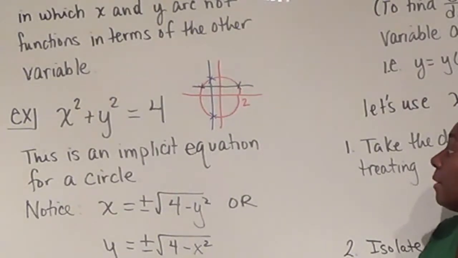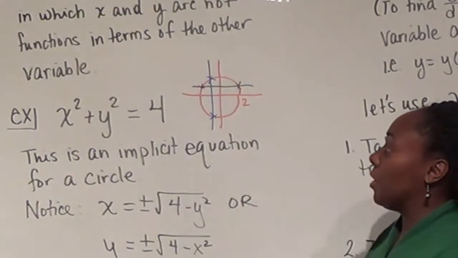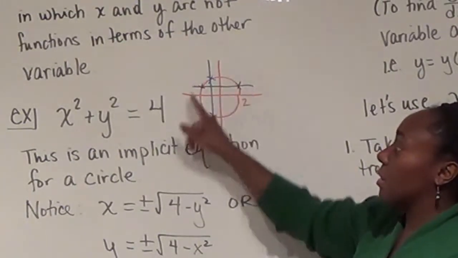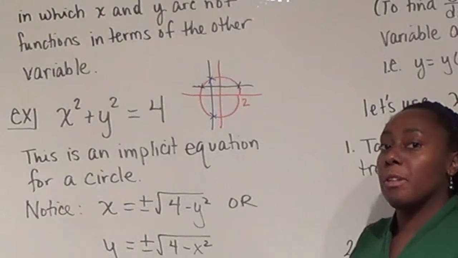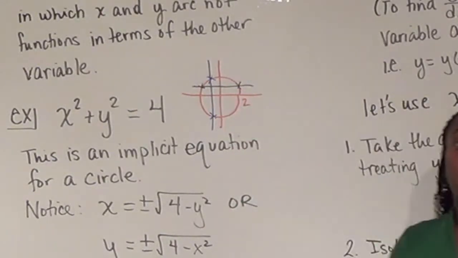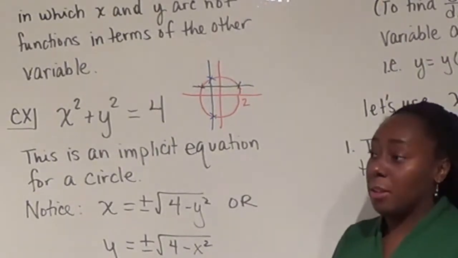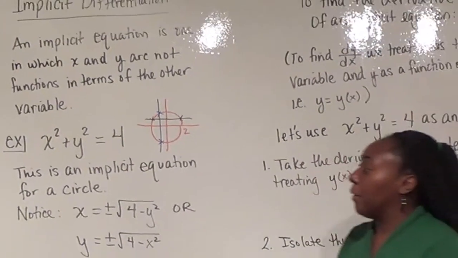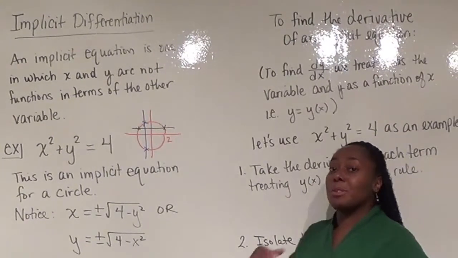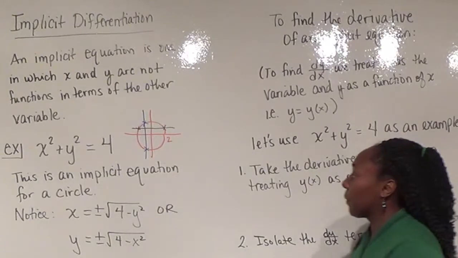The reason we're going to look at implicit differentiation is because even though this isn't a function in terms of either variable, circles and ellipses and things like this that are implicit equations are nice things we want to work with. And they're still going to have slopes and tangent lines, just like things we've looked at before.